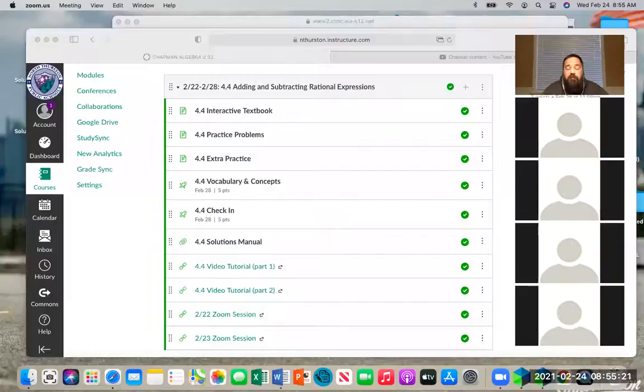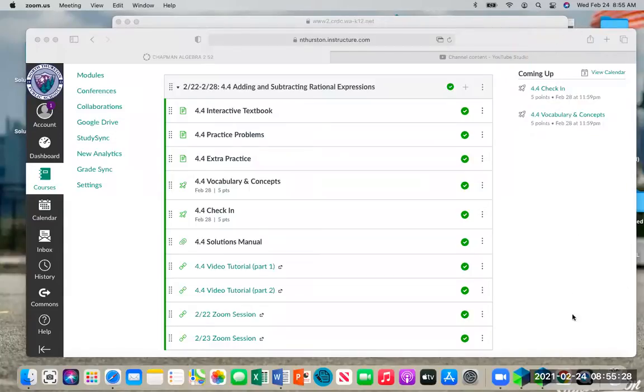Let me go ahead and share with you what you have on your plate for this week, as well as what unlocked for next week. So for this week, you have 4.4 adding and subtracting. This is the first week of looking at this. We spent 2 weeks looking at multiplication and division. If you haven't already had a chance to dive into this, I hope you do today.